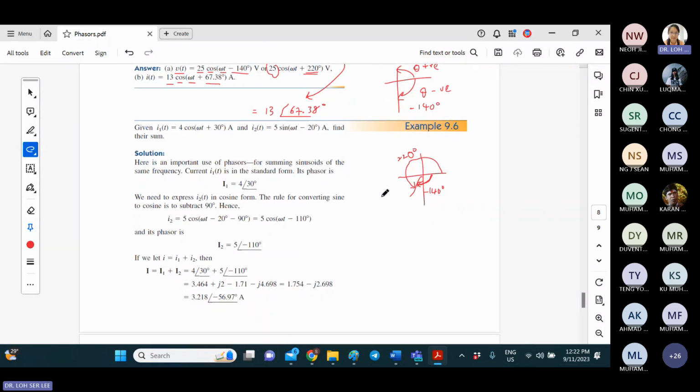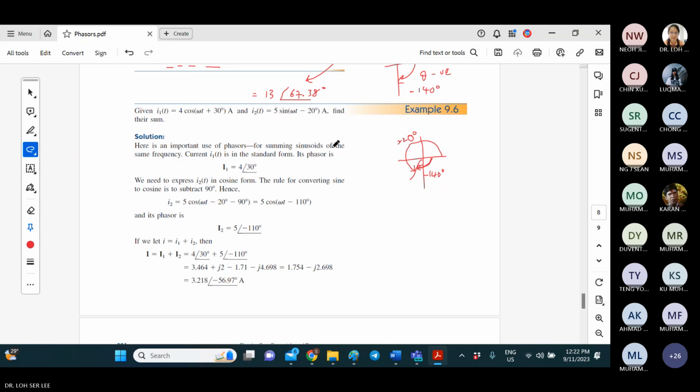And then we look at the next one. I1, I2, find for their sum. To get the sum, remember, we can't directly sum up these two in time domain. We have to convert this time domain into phasors, then we sum up through the rectangular form, then only we convert back into the time domain.